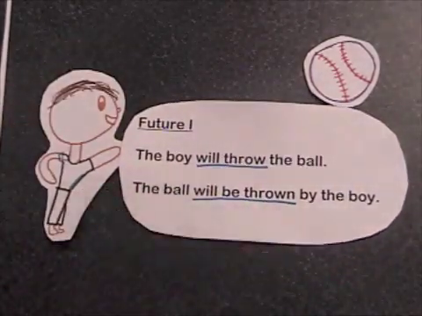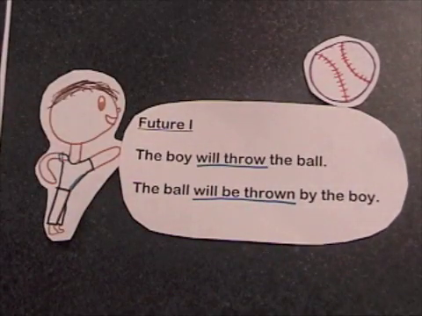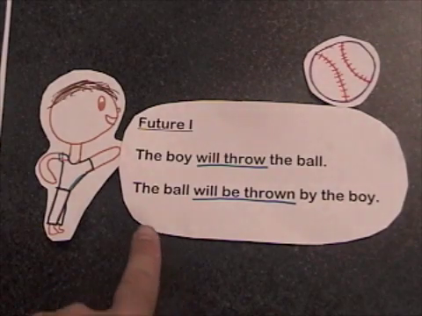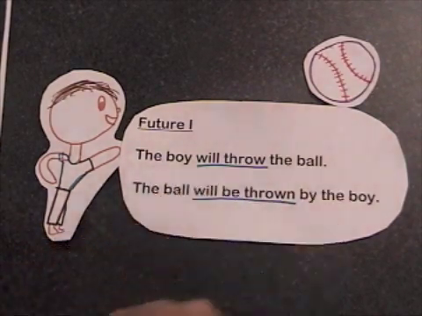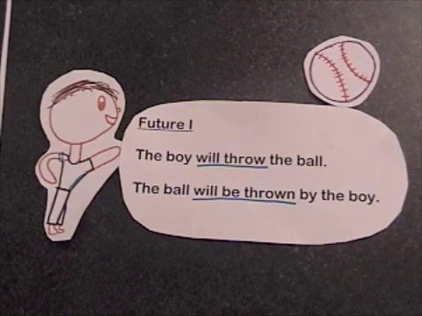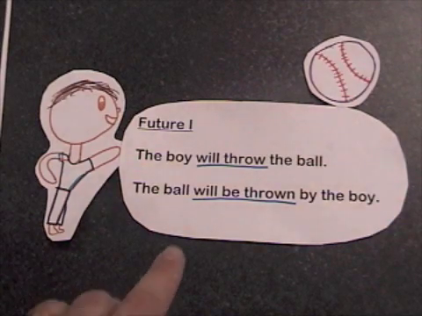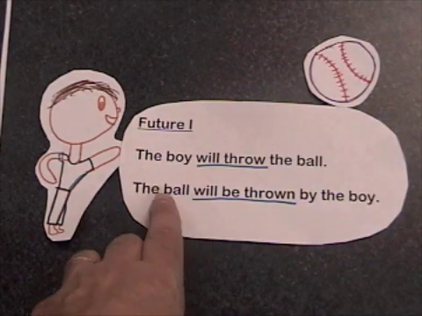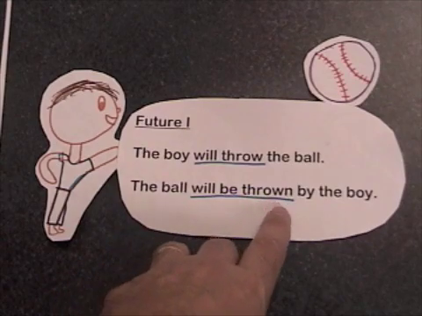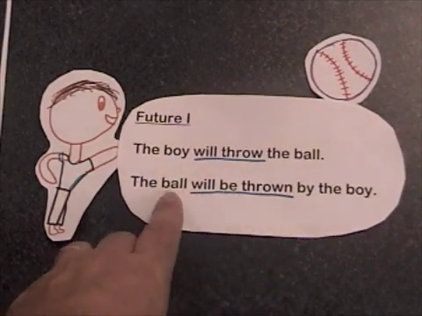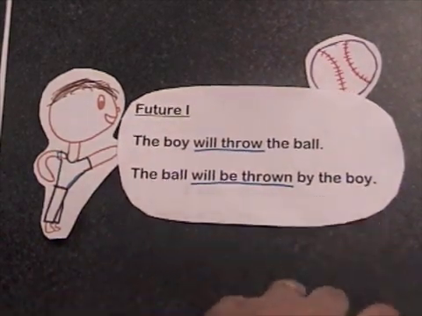Of course, in English, we have two ways of making the future tense. The first one is with will. The boy will throw the ball. Will throw is the future tense. So we have to put the be verb in future tense: "will be." Add the past participle "thrown." The ball will be thrown by the boy.